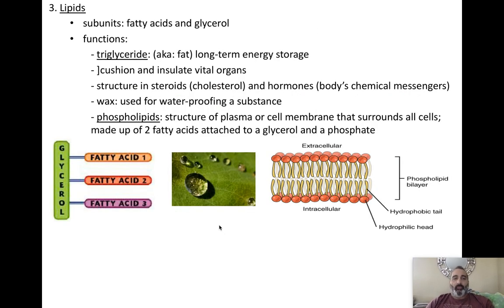Third organic macromolecule, lipids. Lipids are a fancy word for fat. What are they made out of? Fatty acids connected to glycerol. So this is a common fat. This is a triglyceride down here. How do I know it's a triglyceride? 3 fatty acids are connected to it. Okay? So triglyceride, 3 fatty acids connected to a glycerol. That's a fancy word, triglyceride. It's a fancy word for fat.